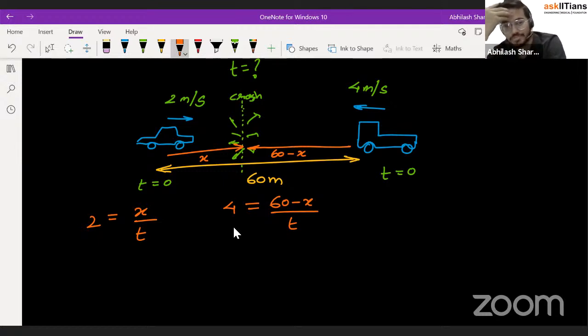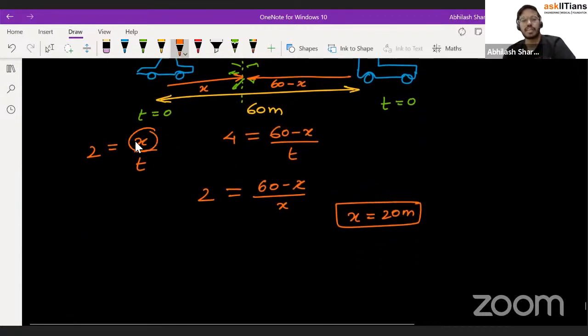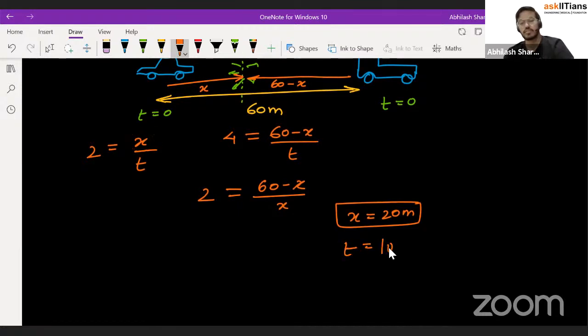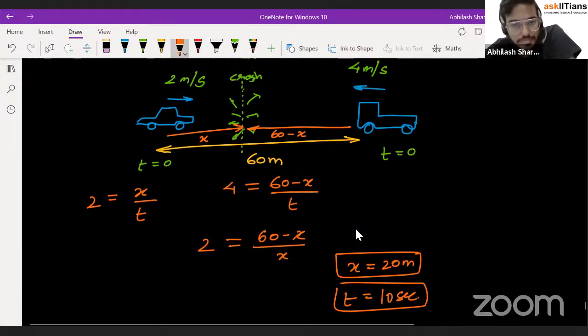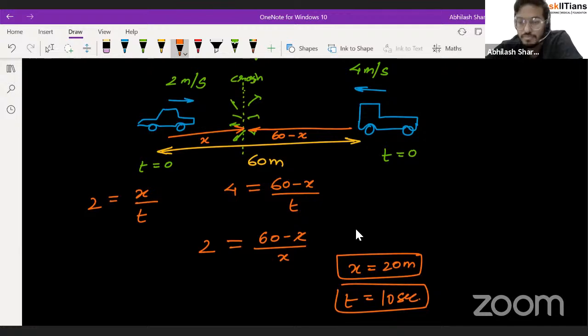Now what to do next? You can just divide, isn't it? Divide the two equations. So on LHS, it will be 4 by 2. On RHS, it will be 60 minus X by X. So what is the value of X coming from here? 20 meters. And the moment you get the value of X as 20, time is 10. So this is how you normally solve it, isn't it? This is the normal way of solving. Everybody did like this? Yes or no? Everybody did the same way?